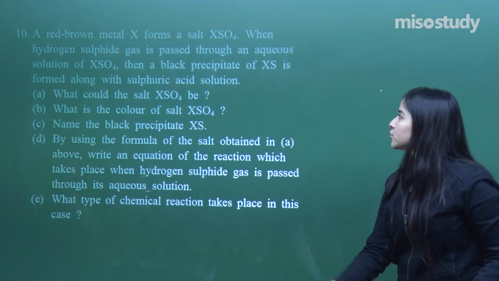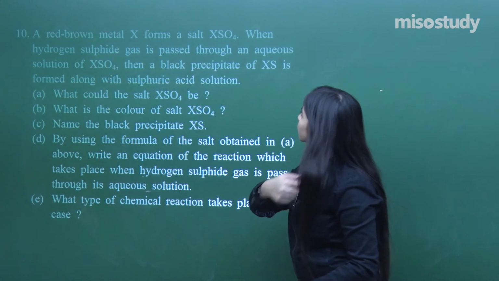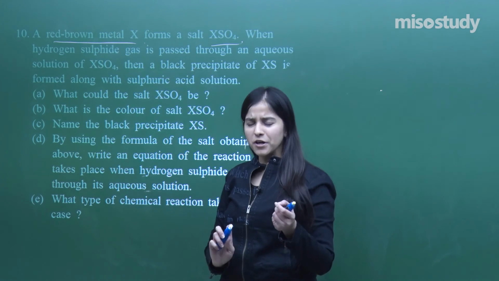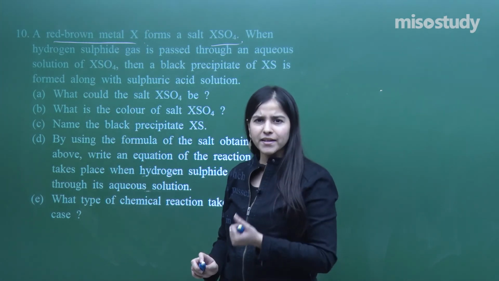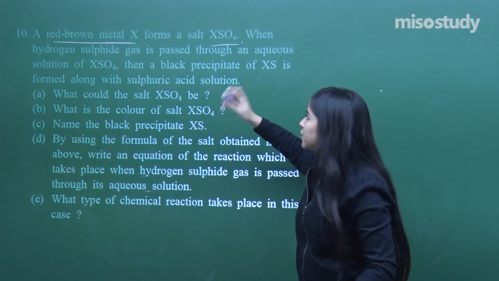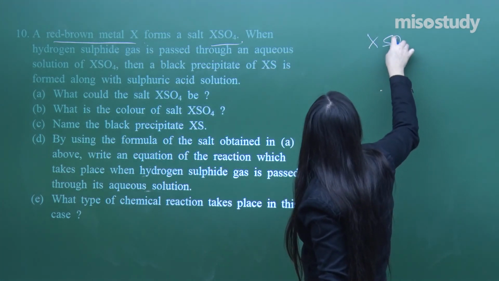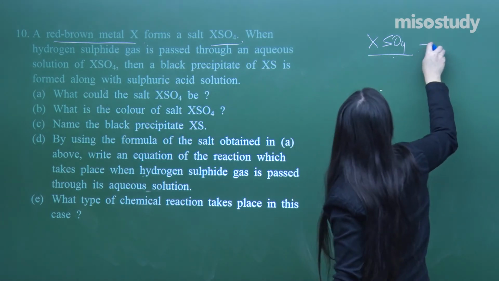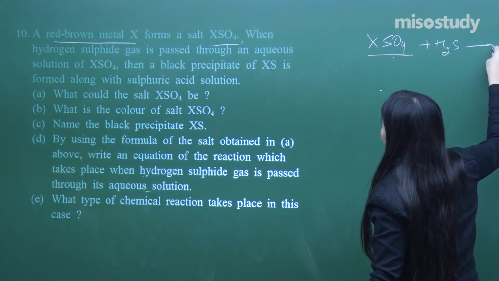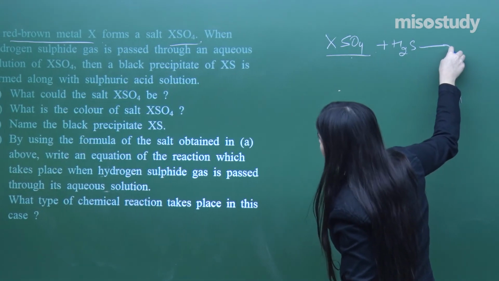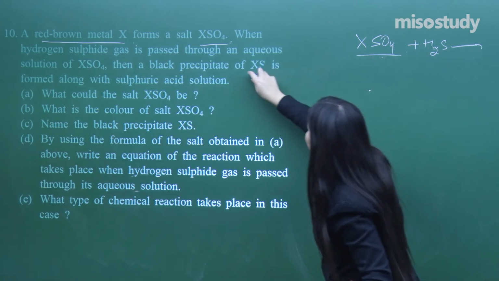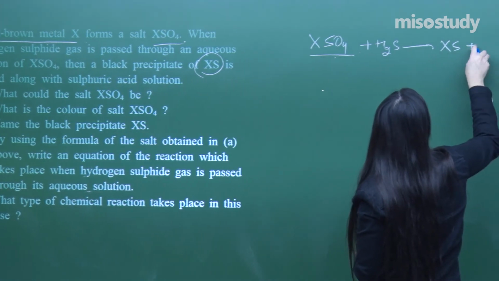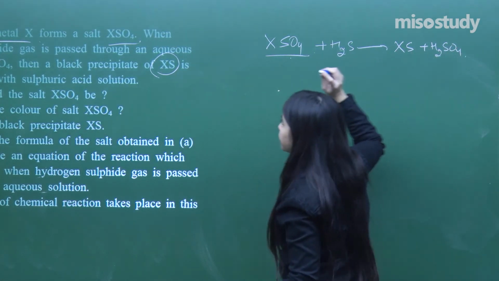A red brown metal X forms a salt. I don't know what this red brown metal is, but I can suspect. What is this metal having a reddish brown tinge? Copper, yes. I am just suspecting. Let us try to confirm this. It has a compound formula. When hydrogen sulfide is passed through an aqueous solution of it, a black precipitate of XS is formed along with sulfuric acid, XS plus H2SO4, fine.